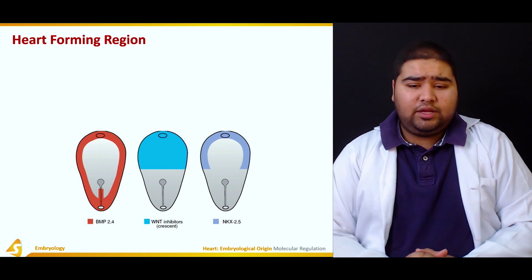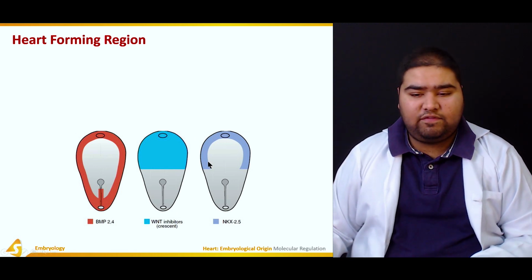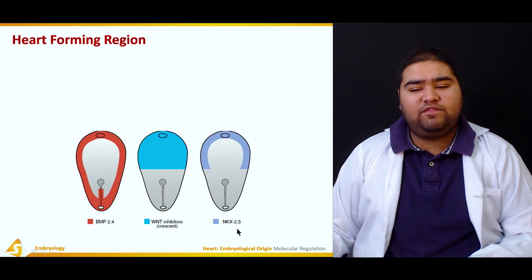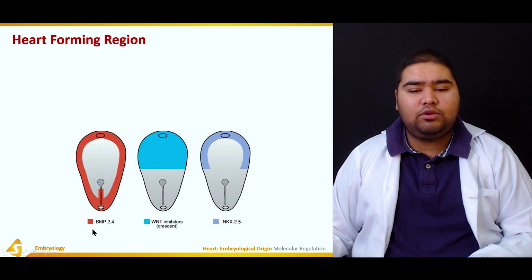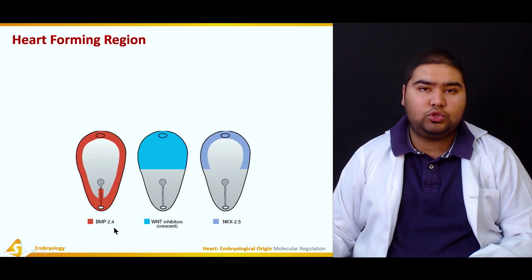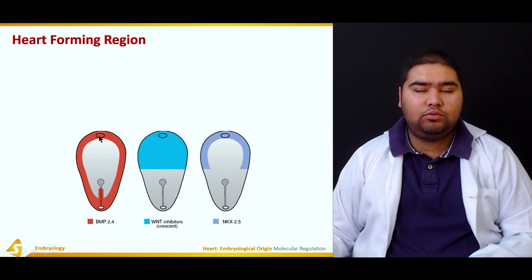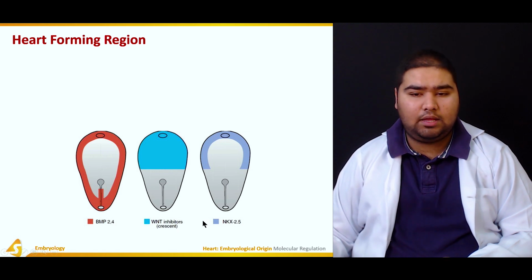For the heart forming region, you need to keep in mind three important factors. The first is the transcription factor NKX 2.5. Then you need to know BMP, the bone morphogenic proteins 2 and 4. These are the bone morphogenic proteins. And lastly, we have WNT inhibitors.